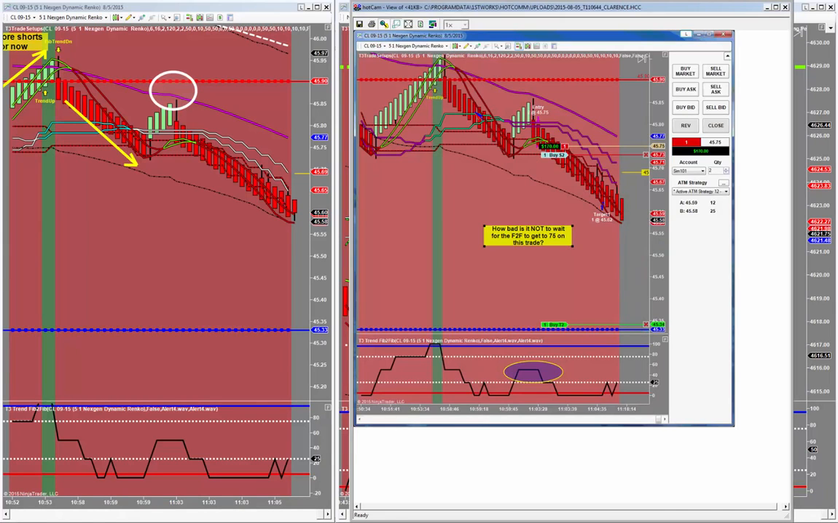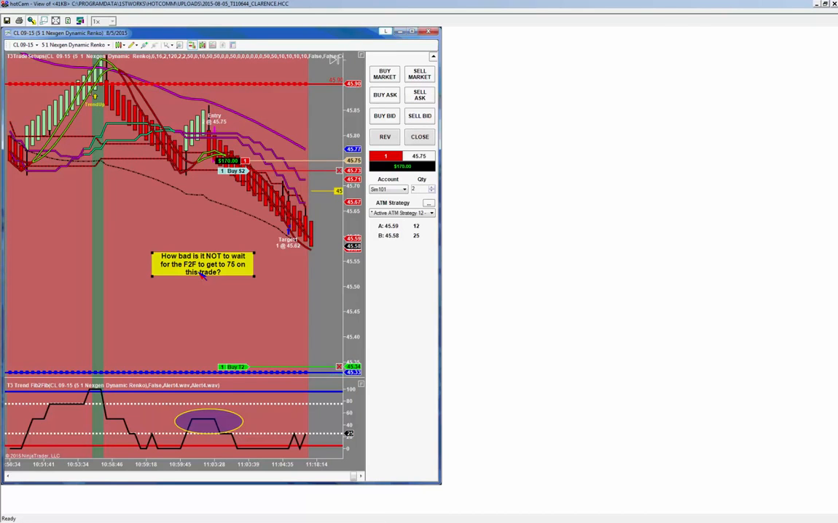Clarence, so you were short. How bad is it not to wait for the fib to fib to get there? You know, sometimes the fib to fib doesn't get there. Right? So it's, Clarence, a matter of what your trigger lines are doing. Do your trigger lines say it's okay to not wait for the fib to get there? Right? Are the trigger lines so favorable that you don't need the fib to fib? That's what we're talking about.